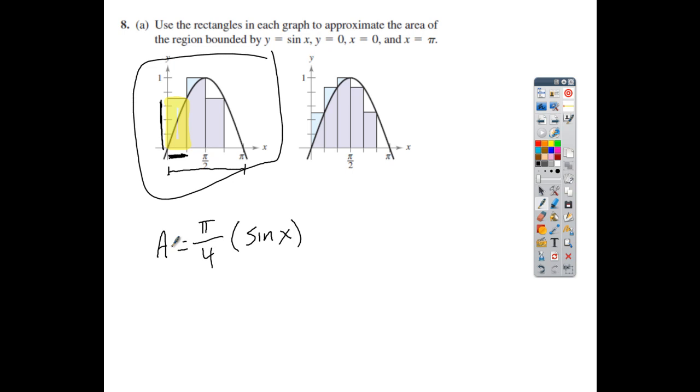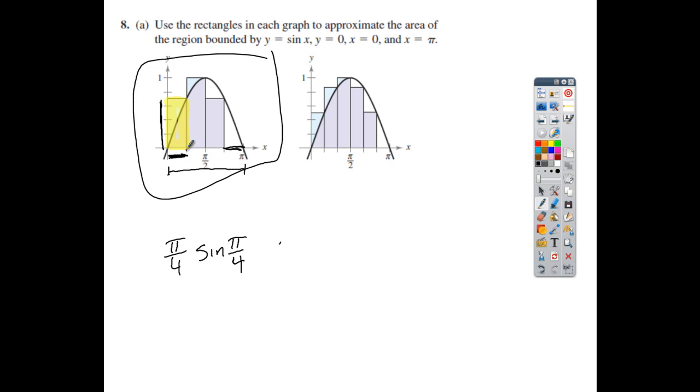Now I have 3 rectangles that I see here. I actually have a 4th here, but that's going to have an area of 0. All right, so let's do this. The area estimate under the curve, for this first yellow one, I've got pi over 4 times sine of pi over 4. And the way I know this is pi over 4 is I go from 0 plus pi over 4, and that gives me that value.